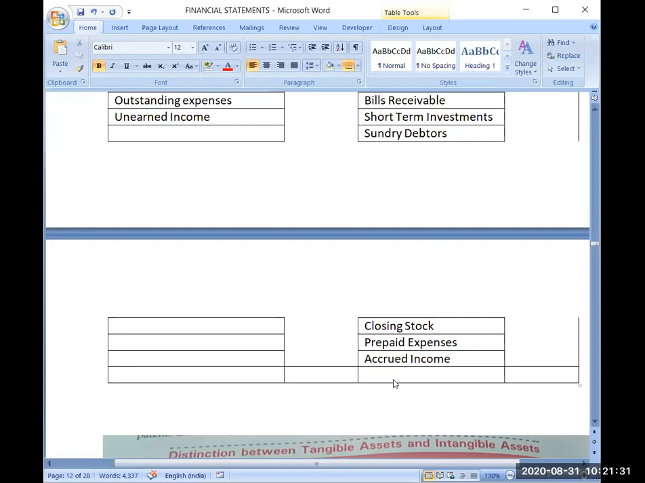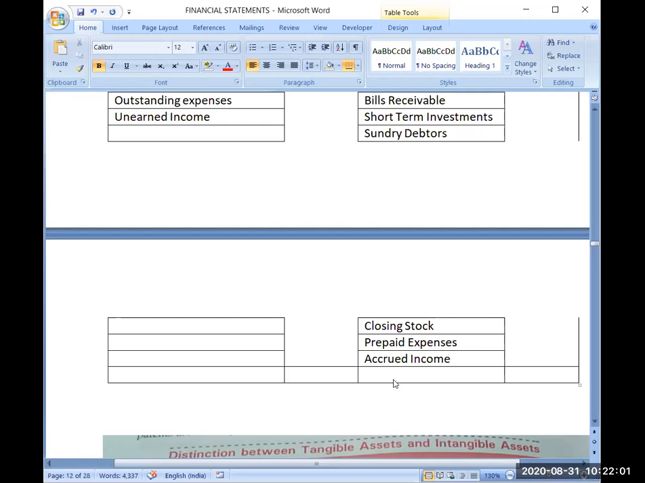Accrued income means the income which you have earned but not received. And please now be clear about these terms: outstanding expenses, unearned income, accrued income, prepaid expenses, because these points will be coming now in a complex manner. After a few days, maybe the next week, we will be starting the adjustments. So be clear about the meanings of each and every term. That will help you in doing this chapter in a better way.